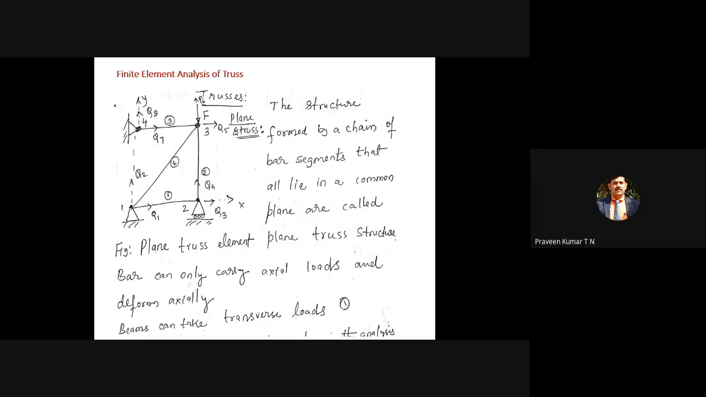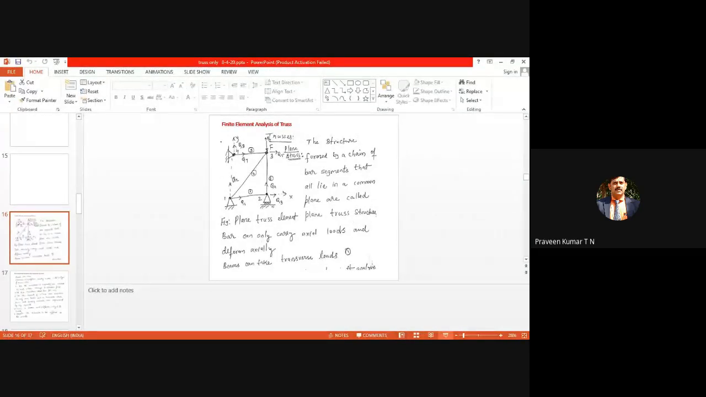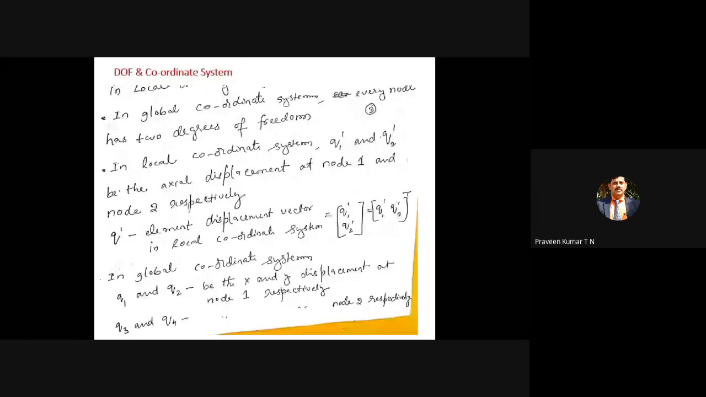If you consider the forces at node 1, there are no external forces, hence F1, F2 are equal to 0. At node 2, no forces, hence F3, F4 are equal to 0. At node 3, only one force exists, that is F, and F5 is equal to 0. If you have any doubt, ask. Most of the time you have to find the displacement at different points. That is the major thing here.